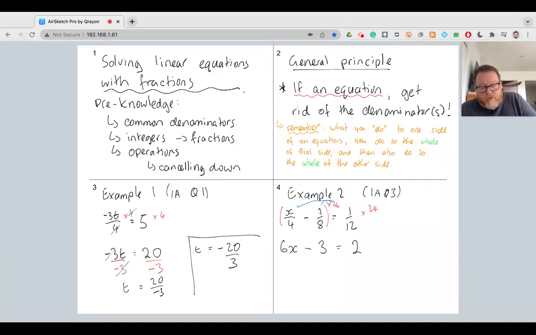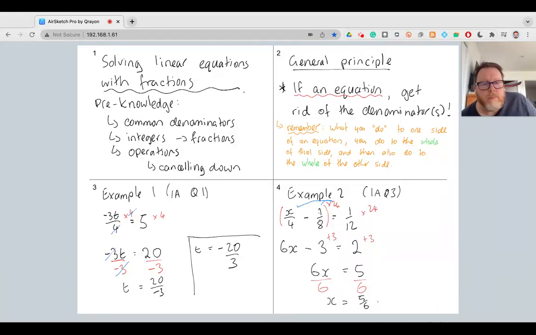We can solve it now. Feel free to pause the video and solve it, but it shouldn't be too hard from here. I'll do it really quickly. I'm going to add 3 to both sides. That leaves me with 6x equals 5, and then I'm going to divide both sides by 6. And that leaves me with x equals 5/6, and I'm done.